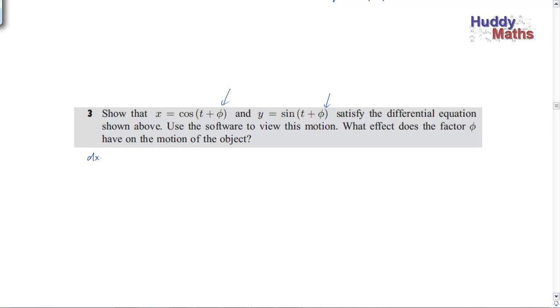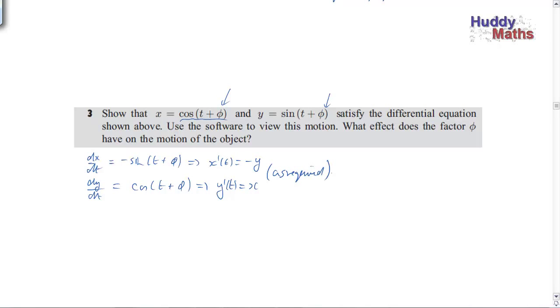Here we go. dx/dt equals, the derivative of this is negative sine of (t plus phi). So that implies x'(t) equals negative sine of (t plus phi), which is negative y again, as required. dy/dt is the derivative of sine, which is cos of (t plus phi), which implies y'(t) is equal to x, again as required. That phi has not changed the relationship. And what effect does the factor phi have on the motion?